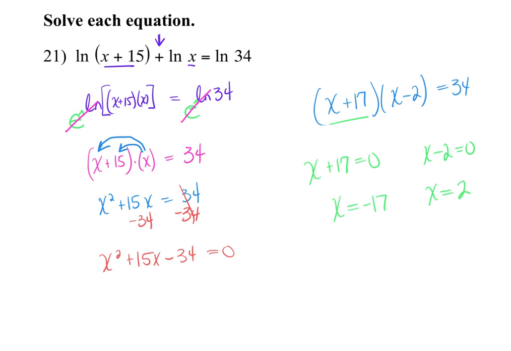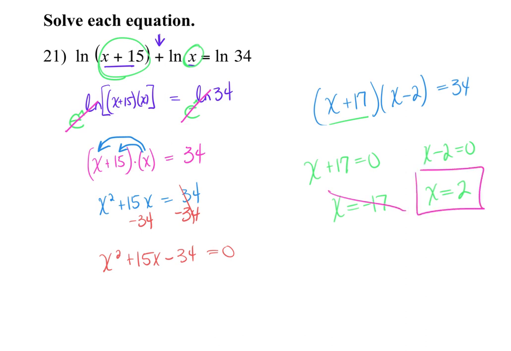I do need to check it. If plugging it back in makes me get a log of a negative number, then I have a problem, all right? So if I plug a negative 17 in right here, I have a problem, right? If you try to put natural log of negative 17 in your calculators, you will get an error, all right? If I plug negative 17 into here, I would get a problem, all right? So negative 17 is not going to work. My only answer is going to be 2.